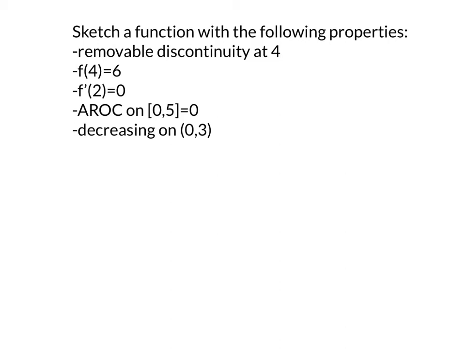Sketch a function with the following properties. Removable discontinuity at 4, f(4) equals 6, f'(2) equals 0, average rate of change on [0, 5] equals 0, and decreasing on the interval (0, 3). Let's add one more condition onto that. The condition that I've added on is no further discontinuity. So we're not going to introduce any additional discontinuities that aren't necessary.